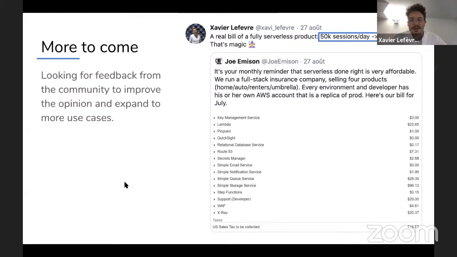He has 50K sessions per day, and it costs $734 per month. I tried quickly with the calculator with a basic set of parameters, and I was around 1,200, something like that. So I was above for sure, which is better above than below. But it was not that far.